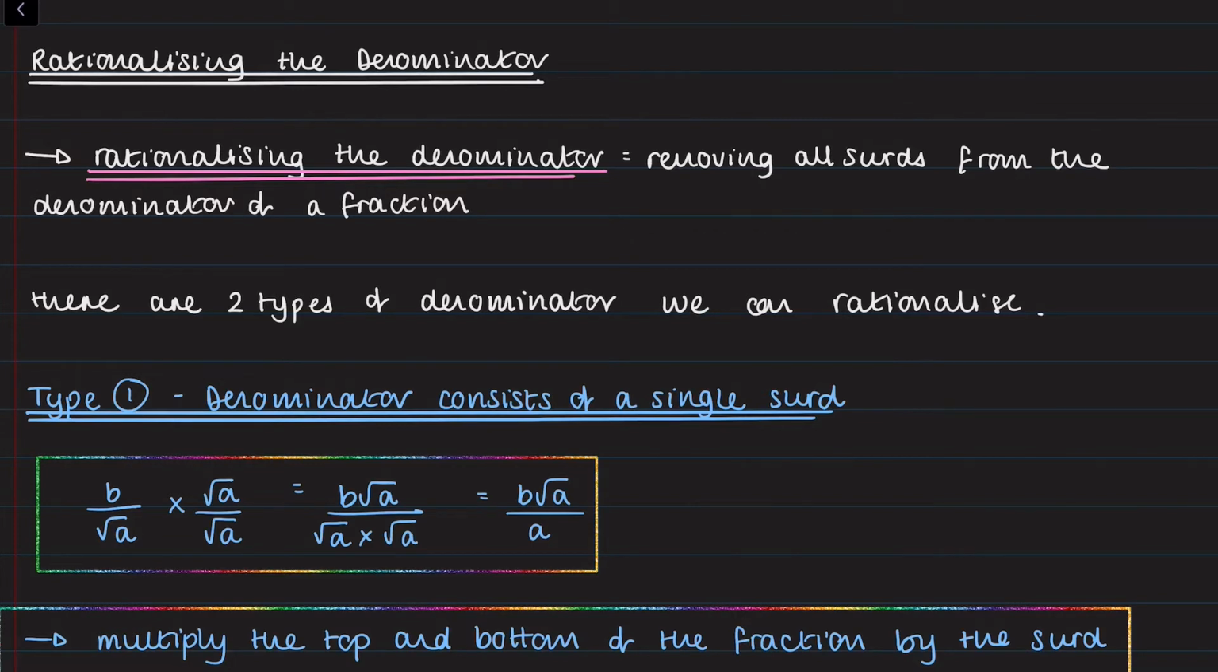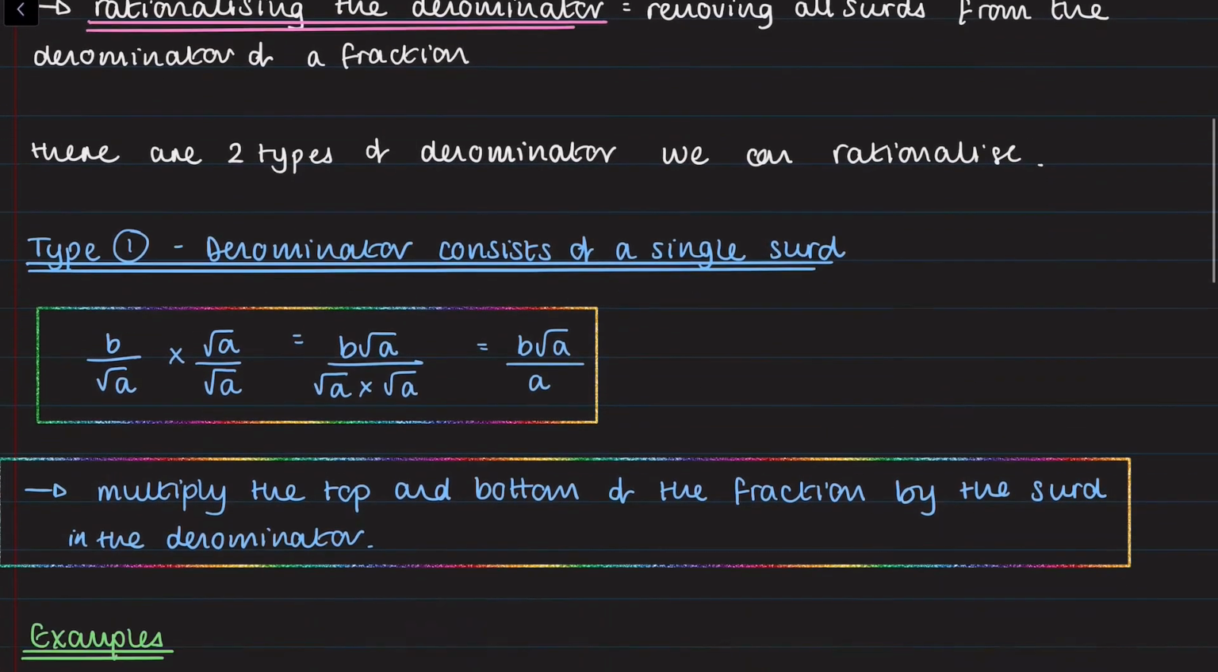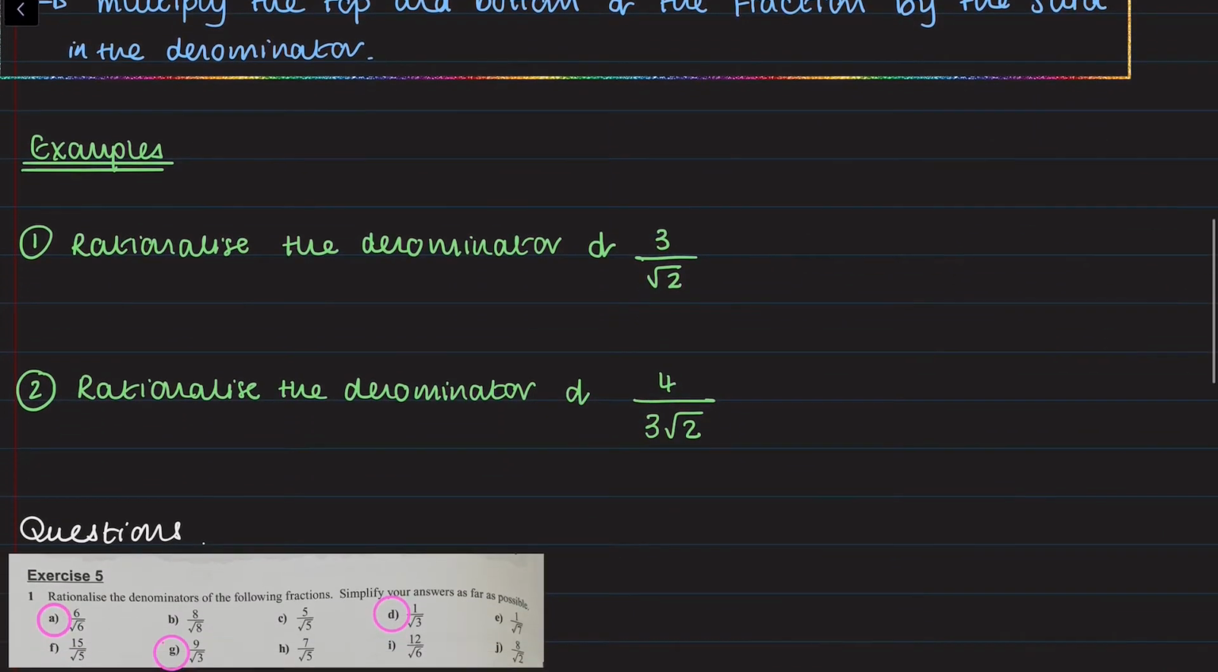To rationalise this, we're going to multiply both the top and the bottom of the fraction by the surd in the denominator of our fraction. So if I have b over root a, I'm going to multiply that by root a over root a. What that means is that on the denominator, I'm going to have root a times root a, which is going to give me a. So I no longer have a surd on the bottom of my fraction. So let's have a look at some examples.